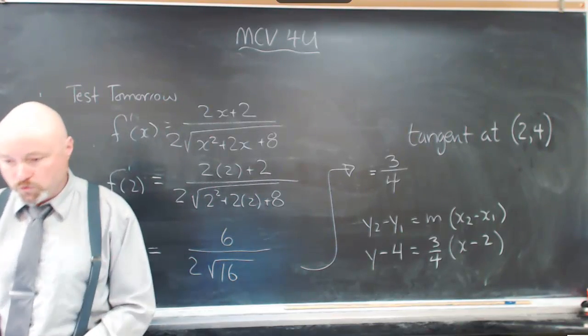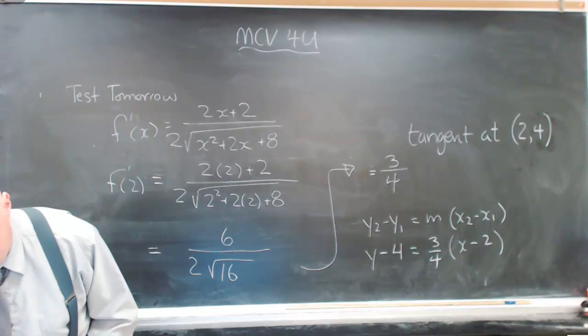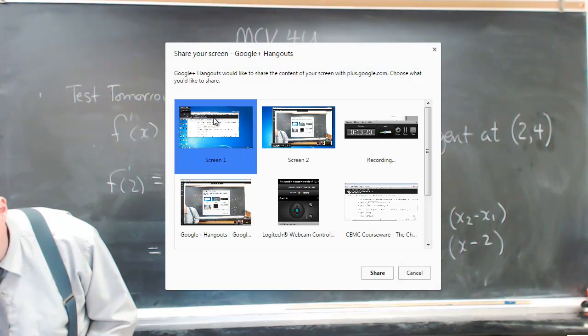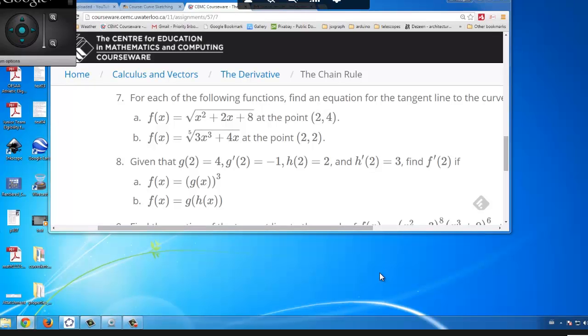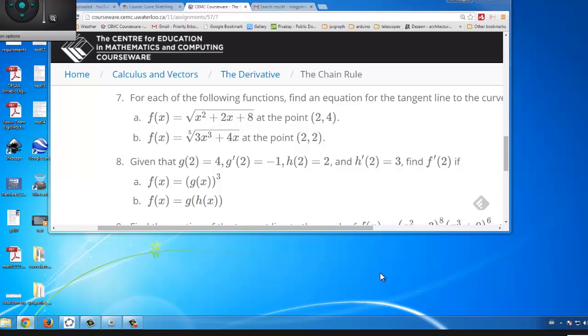Let's go to, this time I'll try and get my screens right so that Luke can actually see what I'm talking about. There we go. Okay, it's question 8. It's a little bit more of an abstraction. They're telling you the value of some functions, and the value of some derivatives, and they want you to figure out the value of the derivative at 2.